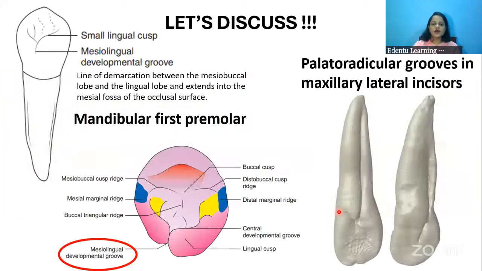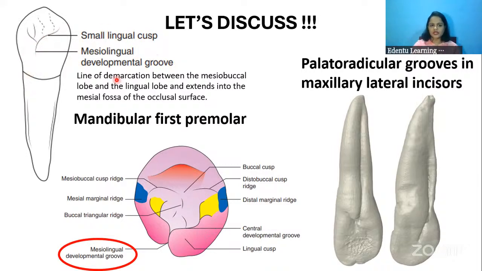Now, like this, there are distinguishing features for other teeth also that you should know, because that is very important. The first one is in the mandibular first premolar. Now we had talked about the maxillary first premolar. There is one more distinguishing feature present in the mandibular first premolar, that is the mesiolingual developmental groove. This groove you will not see in any other teeth; it is a characteristic feature of the mandibular first premolar.